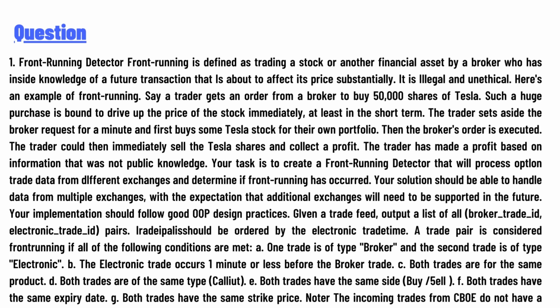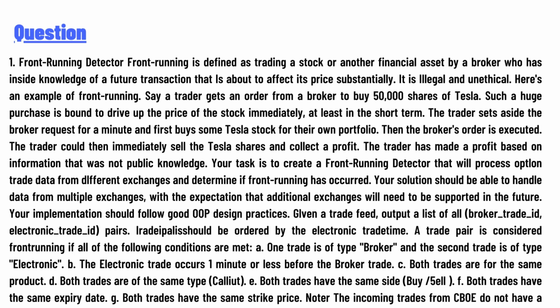A trade pair is considered front running if all of the following conditions are met. A. One trade is of type broker and the second trade is of type electronic. B. The electronic trade occurs 1 minute or less before the broker trade. C. Both trades are for the same product. D. Both trades are of the same type. E. Both trades have the same side. F. Both trades have the same expiry date. G. Both trades have the same strike price.